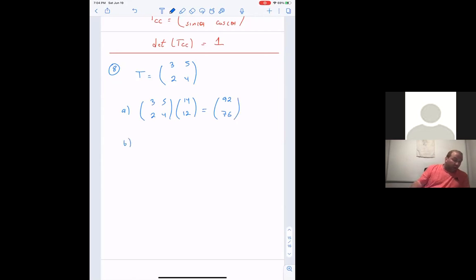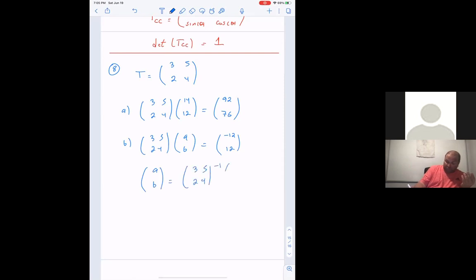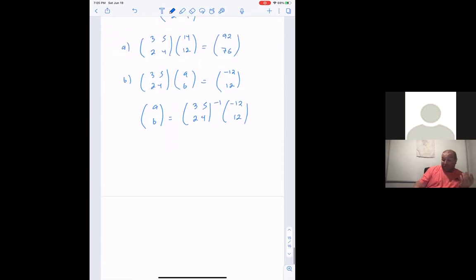B, what are the coordinates of the point having an image of negative 12, 12? So now I know where I end up. I know I end up at negative 12, 12. I know my transformation matrix, but what are my points A, B? How do I solve this? No problem. We know matrix stuff. Look at the matrix on the left. Its determinant is not 0. 12 minus 10, so it has an inverse. So multiply on the left by that inverse, and you get the inverse of 3, 5, 2, 4, times negative 12, 12. All I got to do now is find the inverse.